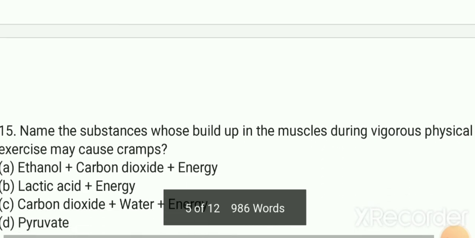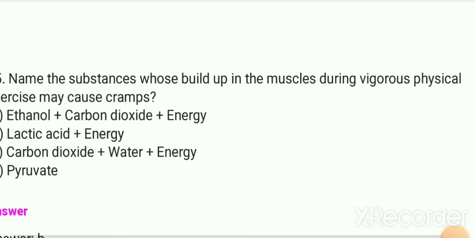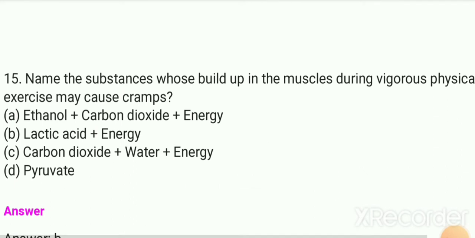Next. Name the substance which builds up in the muscle during vigorous physical exercise and may cause cramps. It is a very important question and it has been repeated in previous year questions. So the option B will be the correct answer: lactic acid plus energy, which causes cramping in our legs. When we do vigorous exercise, there is formation of lactic acid and energy in our muscles.